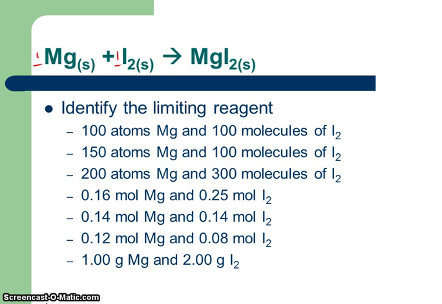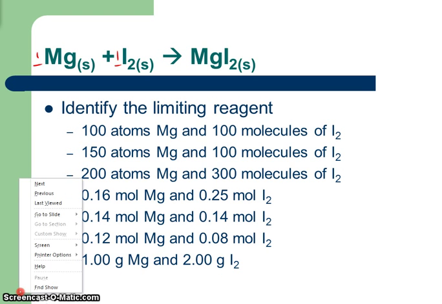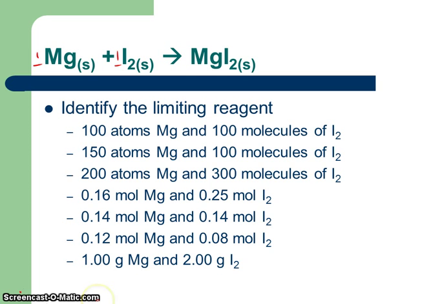Now, this is a trick. 1.00 grams of magnesium and 2.00 grams of iodine, well, a balanced equation is not a gram ratio. It's a mole ratio. So we can't just take the grams of the substances and figure out what our limiting and our excess reactants are. We would have to convert grams to moles first and then determine which is our limiting reactant.